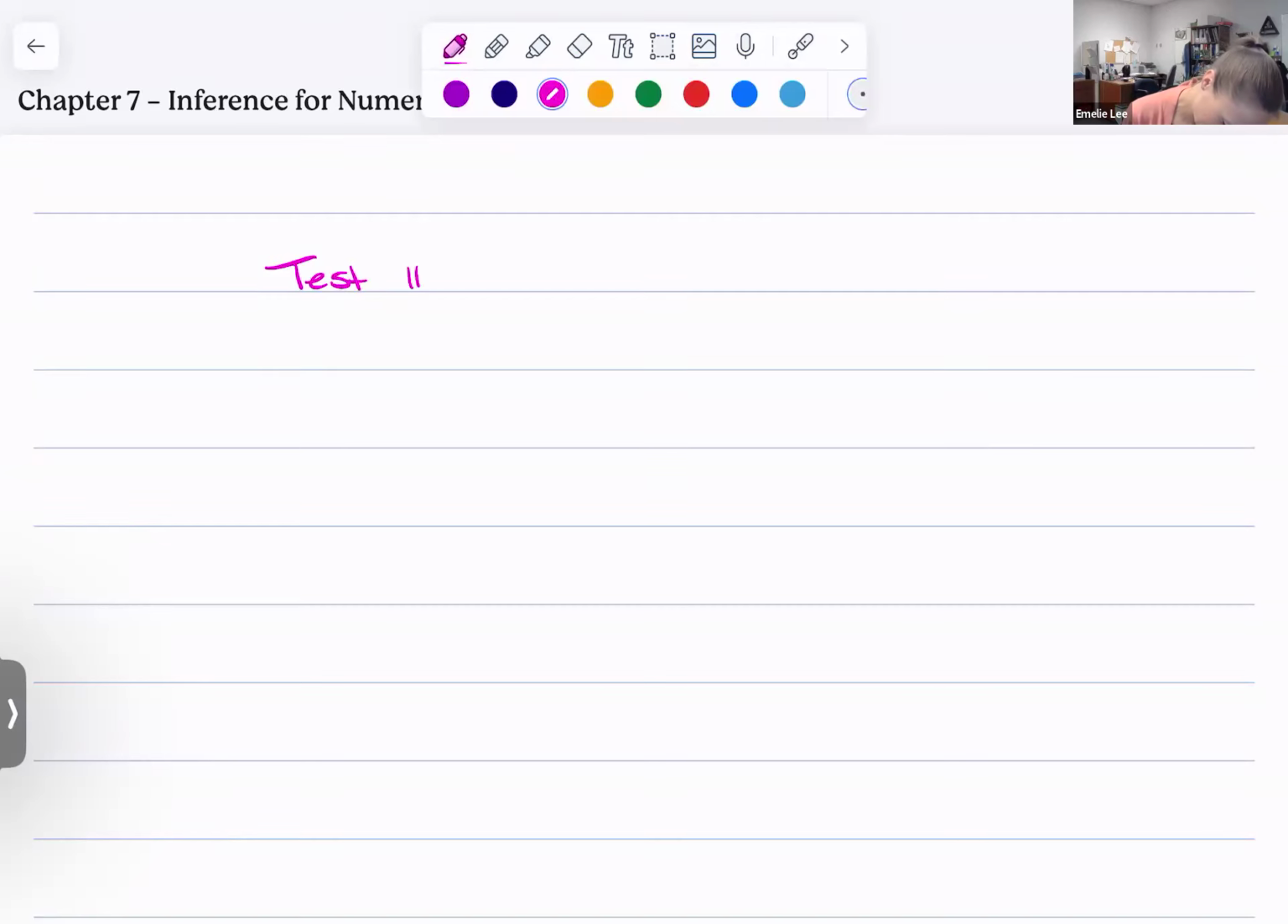Let's see here. So we've got, I know you know already, test number 2 is on Thursday. Eek. Exciting. You get to show off everything you know.